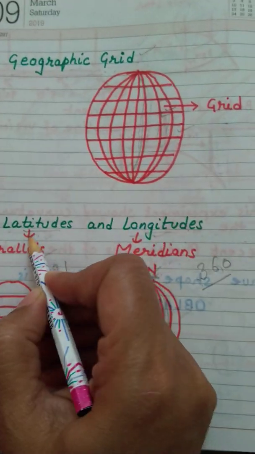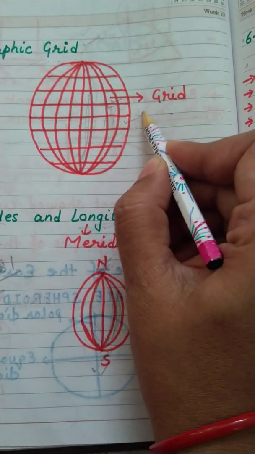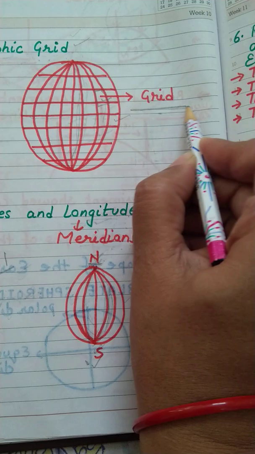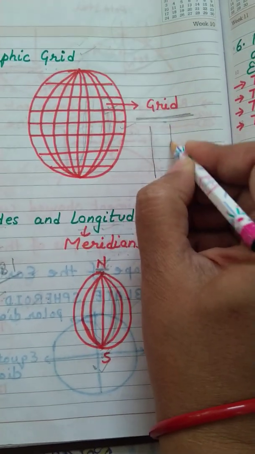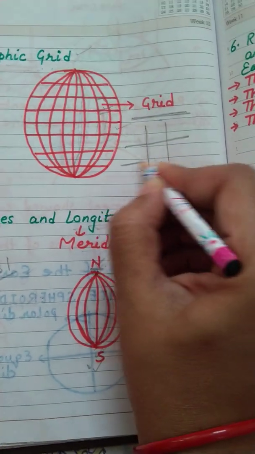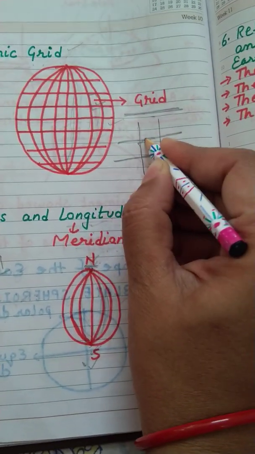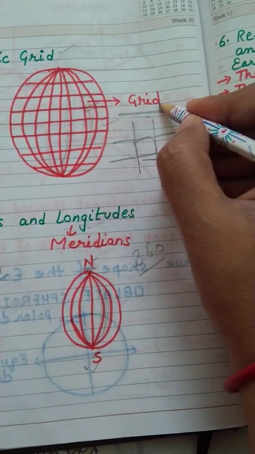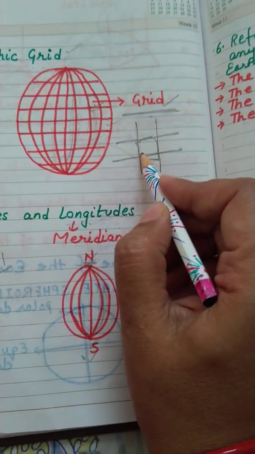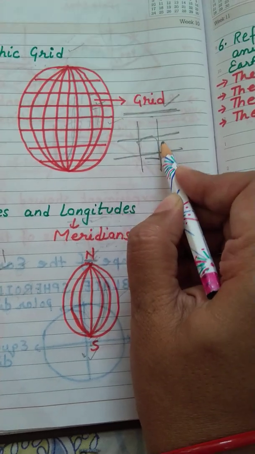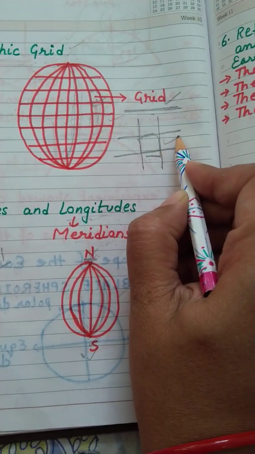Together, longitudes and latitudes on globe, these two imaginary lines make a grid. What is grid? Network of two longitudes and two latitudes form a particular grid. Grid is also called graticule. Advantage of this grid is we can find out the exact location of a place.